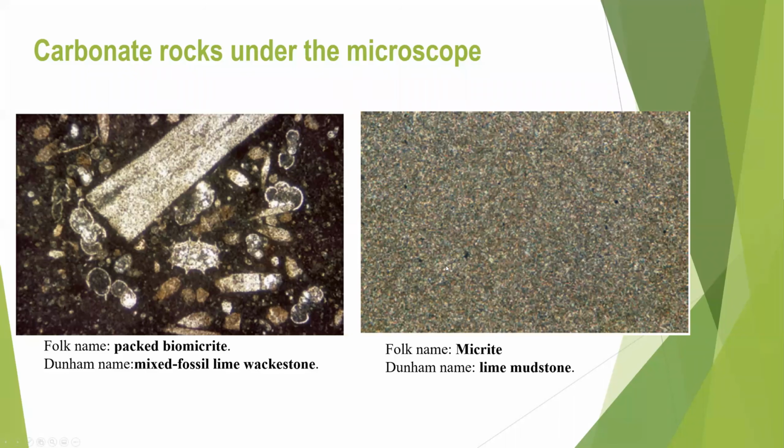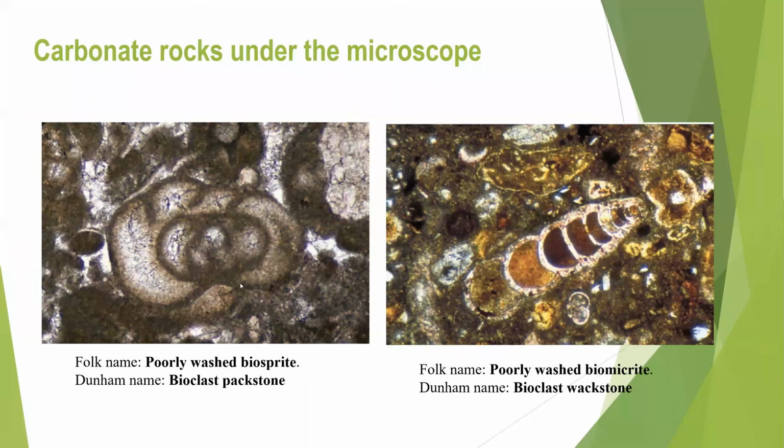And here we can't see any fossil. We can see just mud, and the Folk name is micrite, and the Dunham name is lime mudstone. Again, the Folk name for this thin section is poorly washed biomicrite, because we have micrite here, we have cement here, and we have also bioclasts in these areas. So the Dunham name is bioclast packstone.